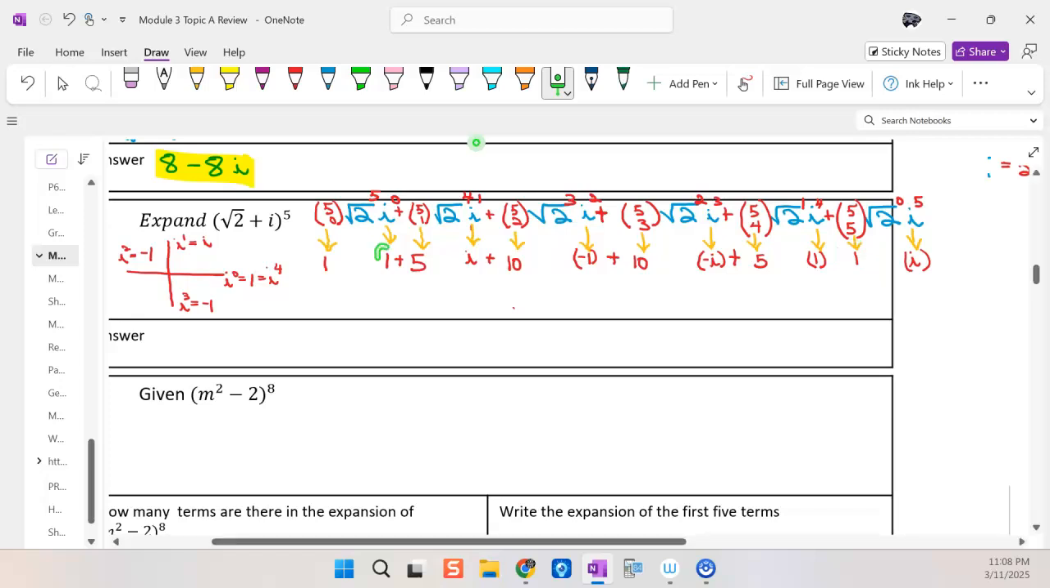Okay, then I did the i's. i to the 0 is 1. Okay, i to the first is i, i to the second is -1, i to the third is -i, i to the fourth is 1, and i to the fifth is i. Okay, now what you have are these radicals.